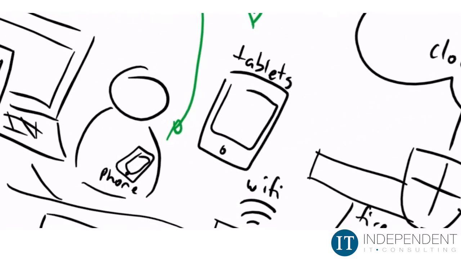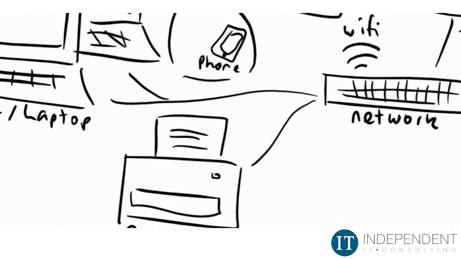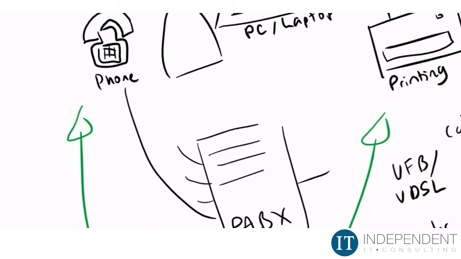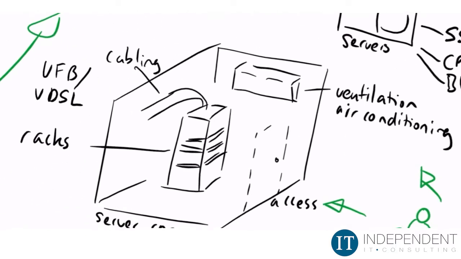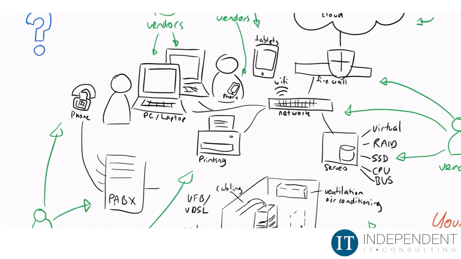They'll have tablets and phones, printing, PABXs, hard lines and phone lines, and possibly server rooms. In that server room you've got to deal with things such as access, cabling, fiber coming in, ventilation, air conditioning, etc., keeping those racks organized and ensuring that the server room runs correctly and isn't staticky. It's a pretty complex picture.